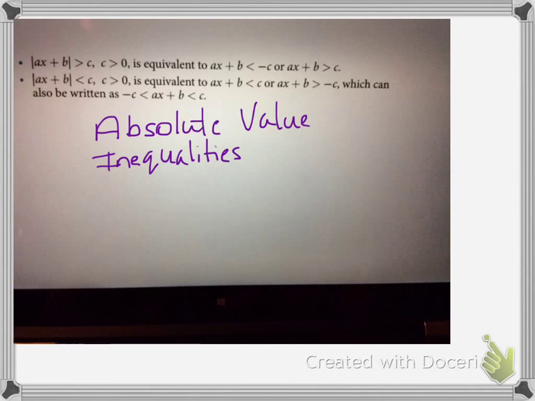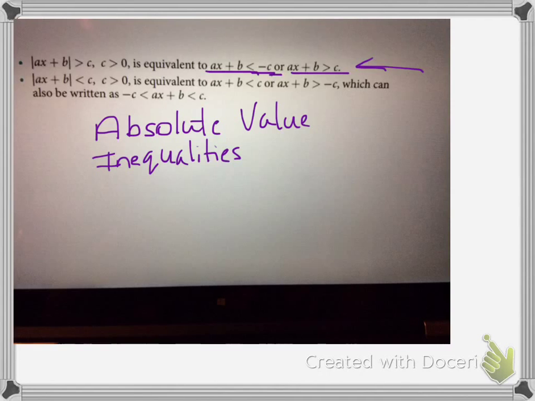So let's recall that when we have absolute value inequalities, we must follow these rules. Let's take a look at our first rule. If the absolute value of ax plus b is greater than c, c of course being greater than 0, which means it is positive, then it is equivalent to setting it up two different ways. Our ax plus b, or the inside, will be less than the negative c, or the inside, the ax plus b, will be greater than the positive c.